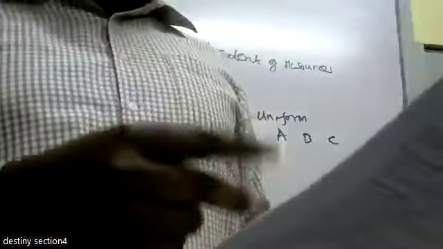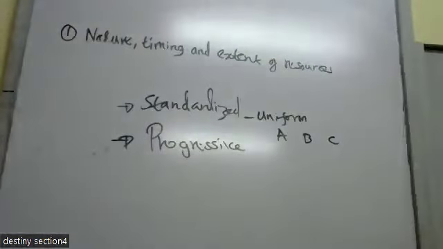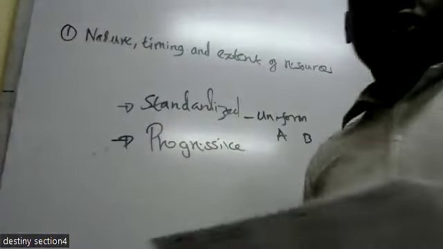It is the reverse of the standardized ones. For example, the advantages of the standardized program become the disadvantages of the progressive one, and the limitations of the standardized program become the advantages of the progressive one. We just reverse them to give you the advantages or the disadvantages.